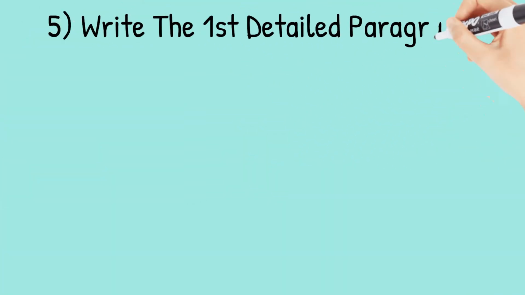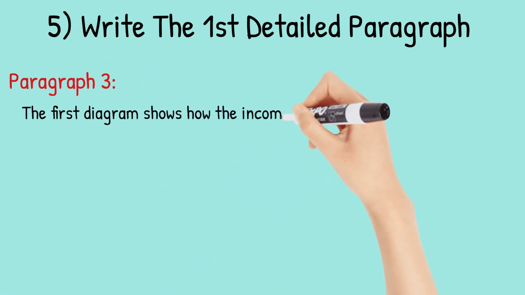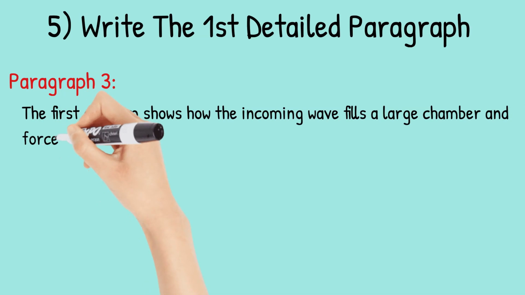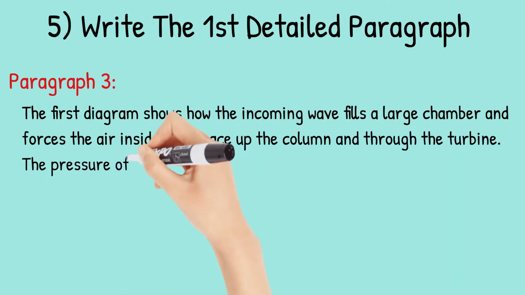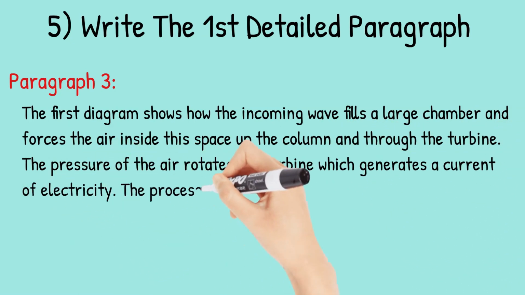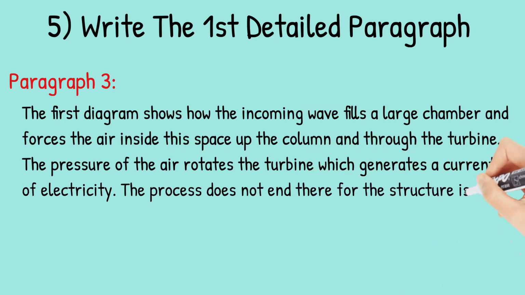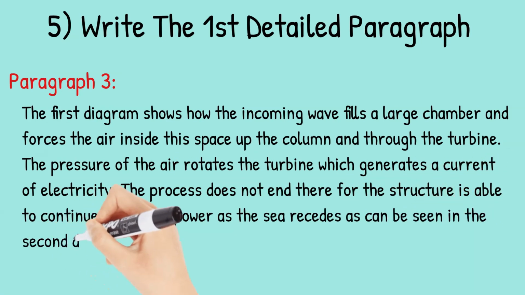And this is an example of what you could write for paragraph 3. The first diagram shows how the incoming wave fills a large chamber and forces the air inside this space up the column and through the turbine. The pressure of the air rotates the turbine, which generates a current of electricity. The process does not end there, for the structure is able to continue producing power as the sea recedes, as can be seen in the second diagram.